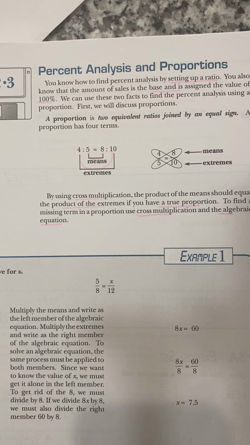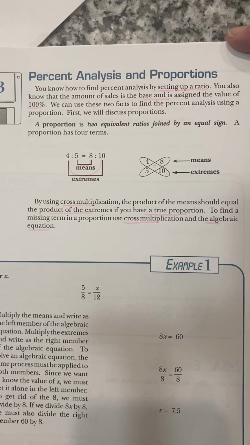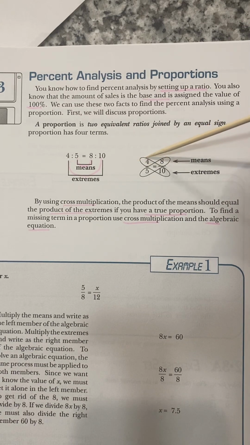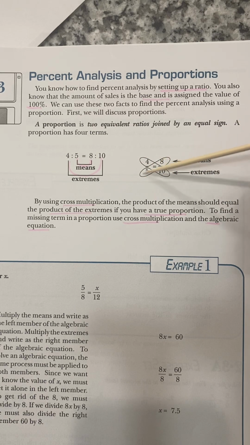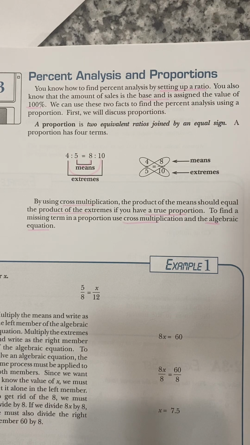Now you can always write it as 4/5 and 8/10. See how they wrote it here? 4/5 and 8/10, and these are going to be the extremes, and these are going to be the means. It's the same thing, just rewritten over here. By using cross multiplication, the product of the means should also equal the product of the extremes if you have a true proportion. To find the missing term in a proportion, use cross multiplication and algebra.